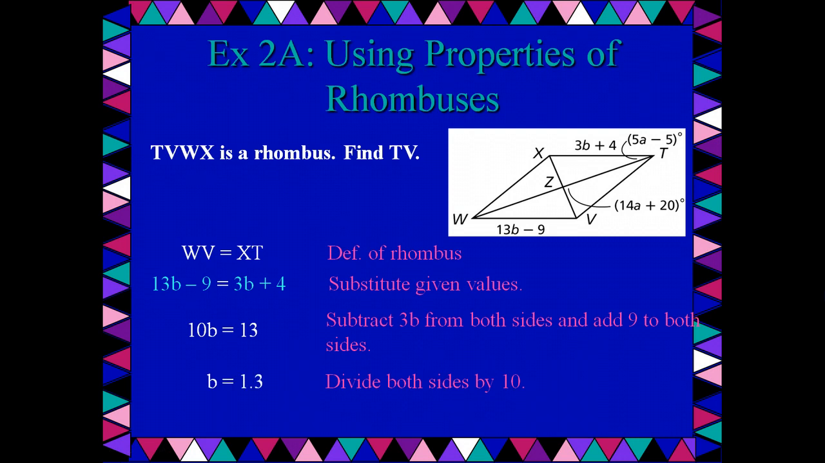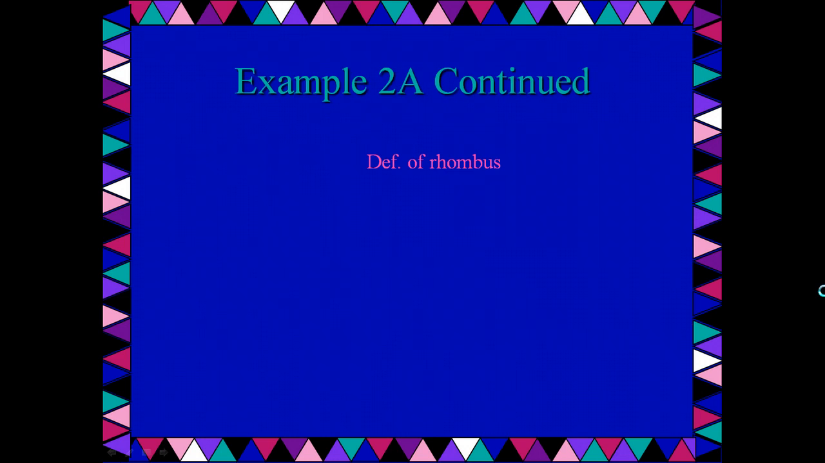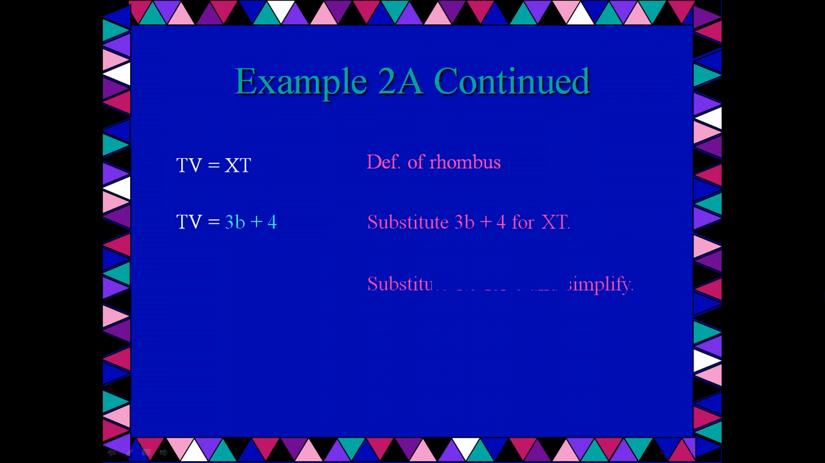So to find TV, we use the definition of a rhombus. TV and XT are the same. Substitute 3b plus 4 for XT. So TV equals 3b plus 4. If we substitute in 1.3 for b and simplify, we get that TV is 7.9.